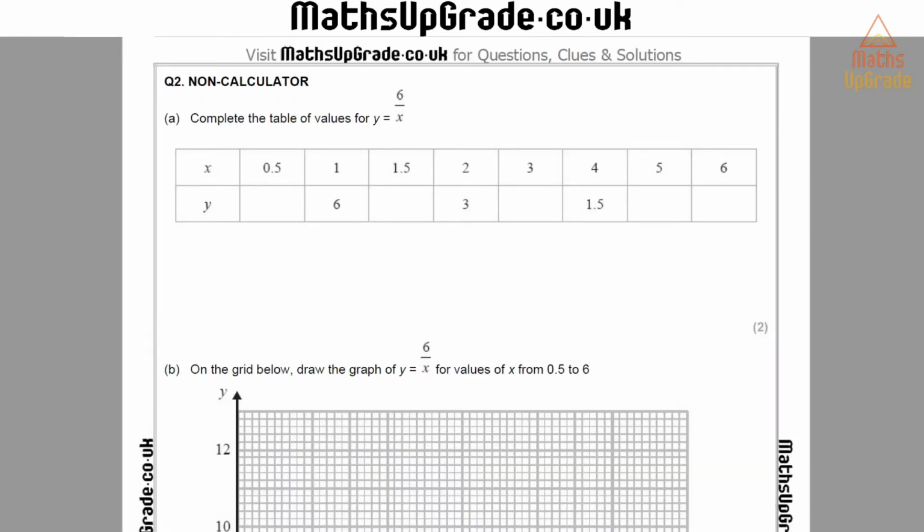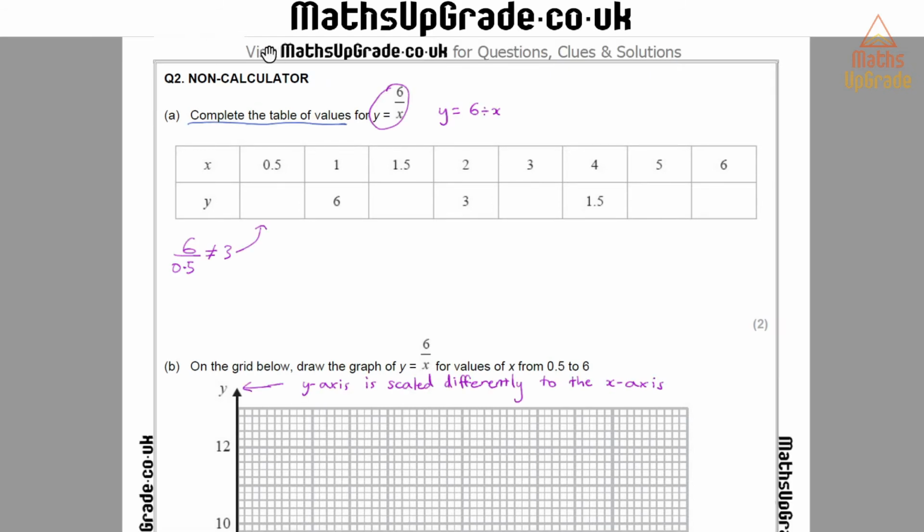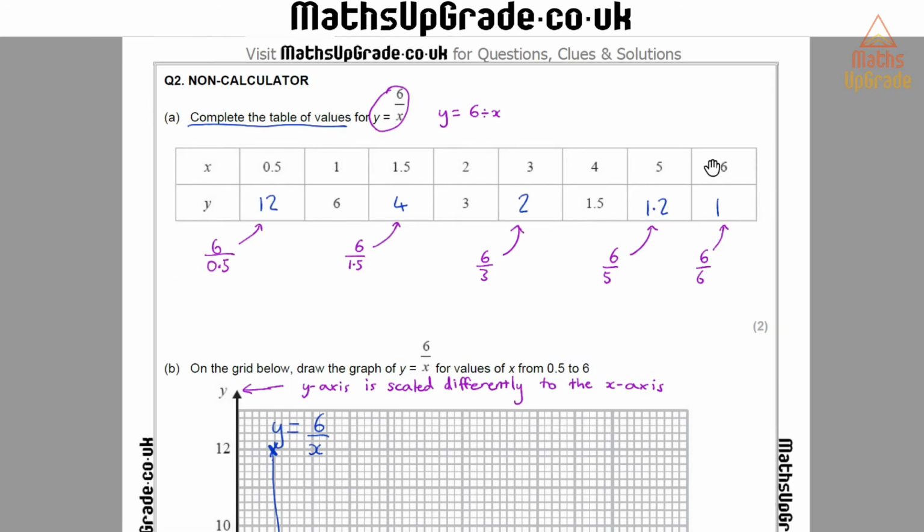In question 2, very similar to question 1, you need to complete a table of values for 2 marks. Again, it's non-calculator, and again I'm going to start with the easy values here. So the easiest values to start off with are probably these whole numbers here. So 6 divided by 6 is 1. Then let's do 6 divided by 3, which is 2.